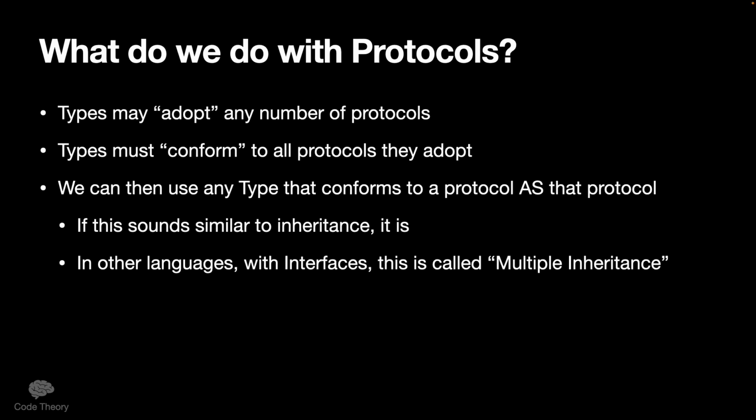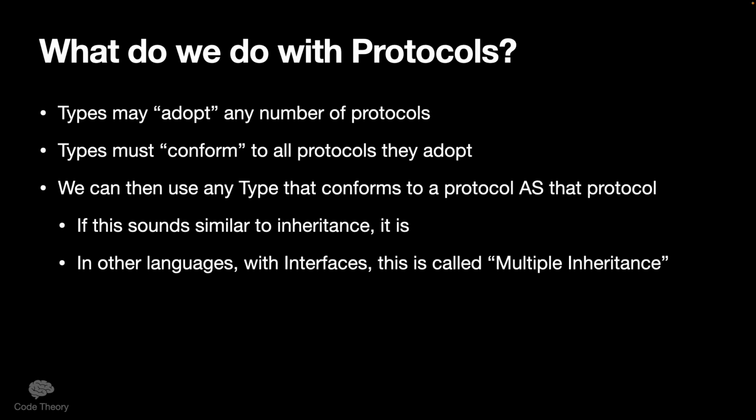And that's the next thing. You adopt the protocol in your type declaration. You say, hey, I'm going to use this protocol. I'm going to be like this protocol. I'm going to inherit from this protocol. Those are all valid ways of saying it. And then later on in your type body, you have to actually do the things that the protocol calls for. And that's called conforming to the protocol. So you declare that you adopt it, and then you conform.